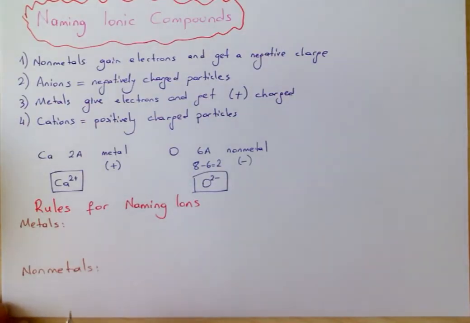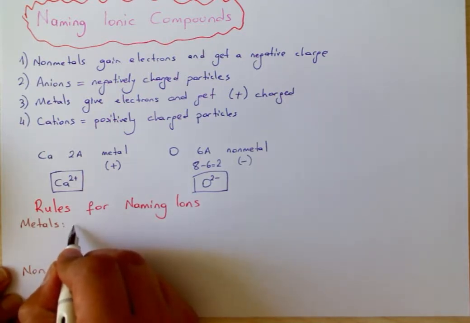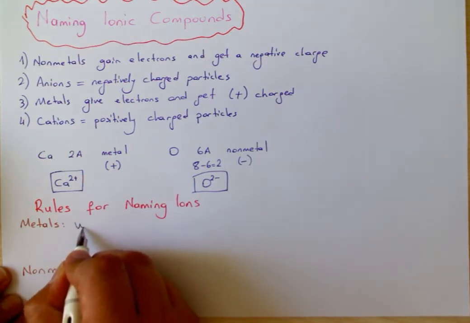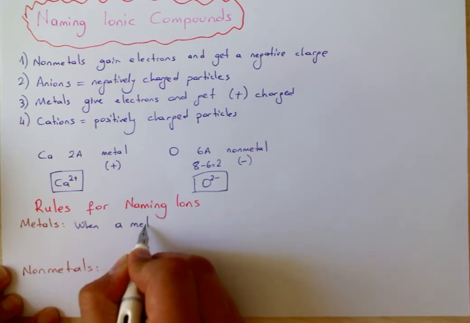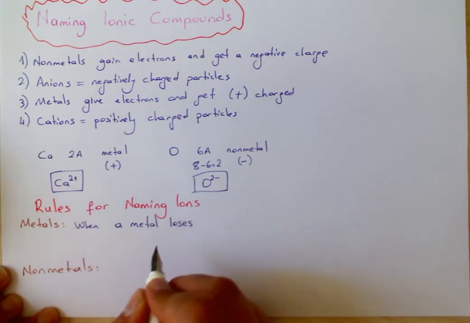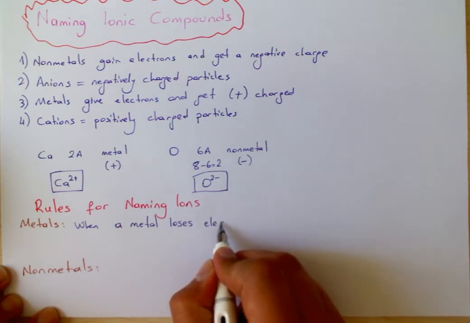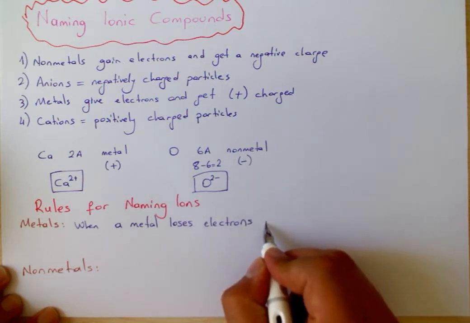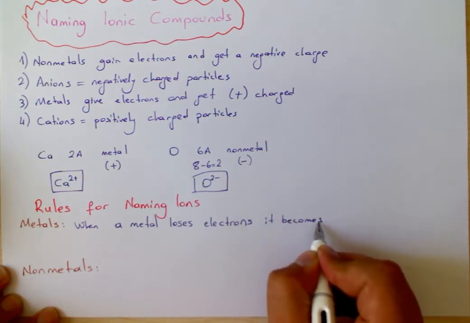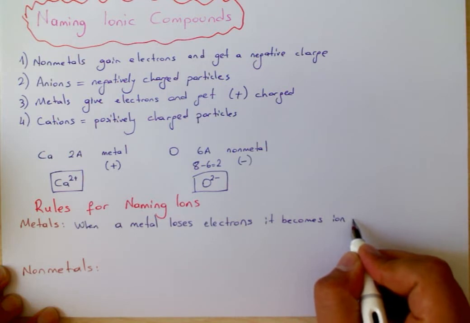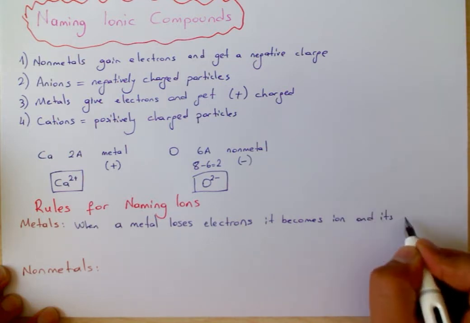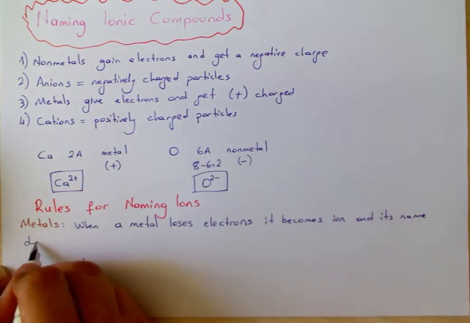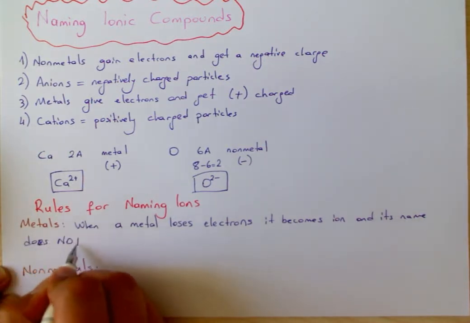Now we can go to the next step, the rules for naming ions. It's easy for metals. When a metal loses electrons, it becomes an ion and its name does not change.